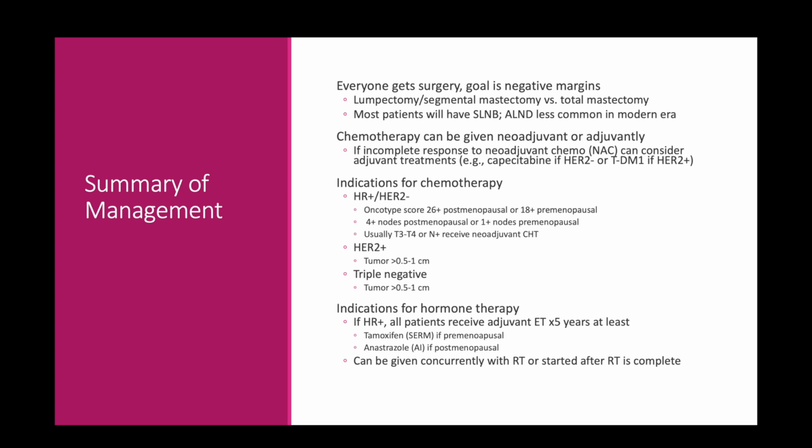In terms of hormone therapy, any patients that are hormone positive will receive adjuvant endocrine therapy for at least 5 years. And remember, we said that tamoxifen is typically given for premenopausal patients and anastrozole is typically given for postmenopausal patients. The hormone therapy can be given concurrently with radiation, or it can be started after radiation is complete. And typically, this is just institution dependent.